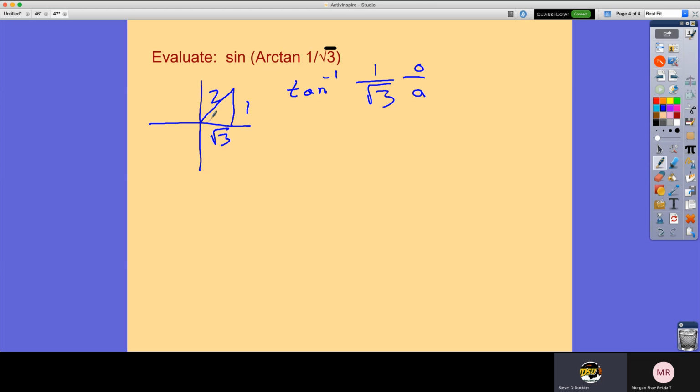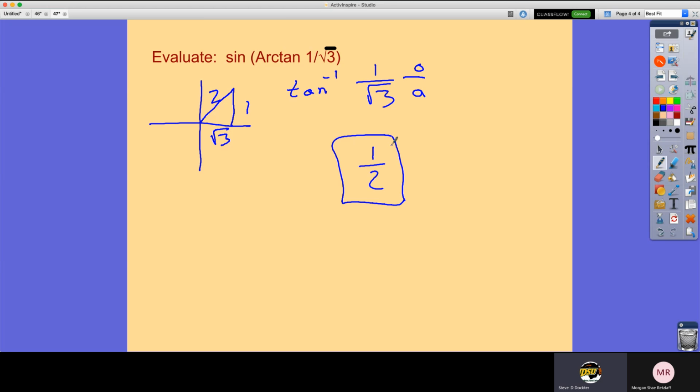All right, now from there, we drew out the triangle for tangent inverse. Okay, we could figure out the angle measurement, but we don't have to here. Because what we want to do is find sine of this triangle. You guys know that sine is opposite over hypotenuse. So the answer is 1/2, right?